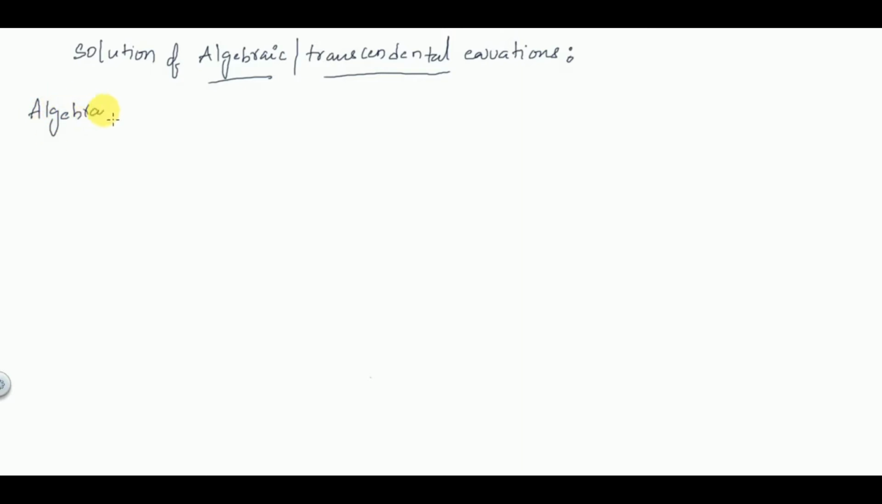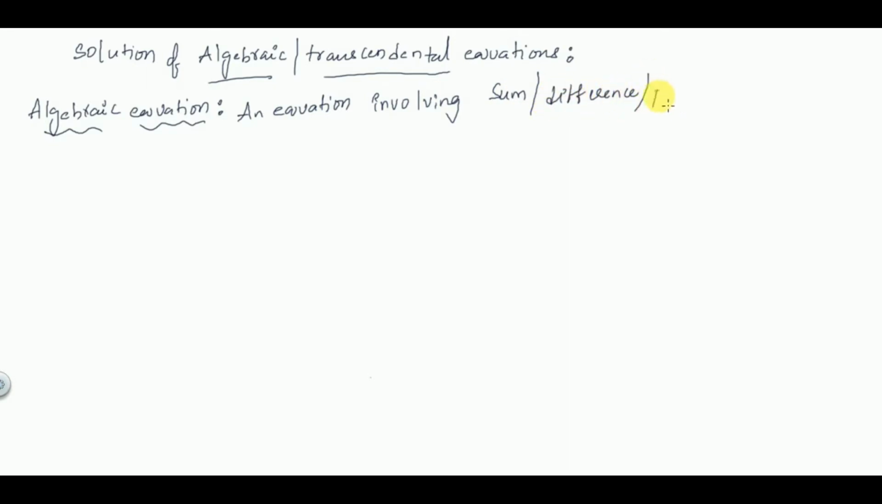So what is an algebraic equation, or algebraic function? An algebraic equation is a function or an equation involving the sum or difference or product of two or more polynomials. So an equation involving the sum, difference or product of two or more polynomials is called an algebraic equation.